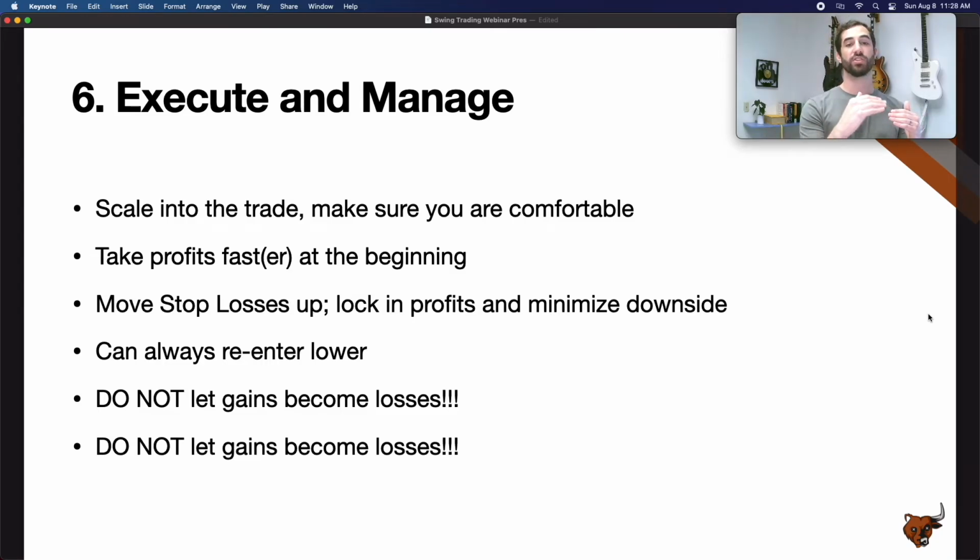If the stock is up and it's coming up to a level where you could have already taken profits and then it's coming back down, get out even, guys. Get out even, and then you can always consider re-entering, okay? So do not let gains become losses. Do not let gains become losses. All right.